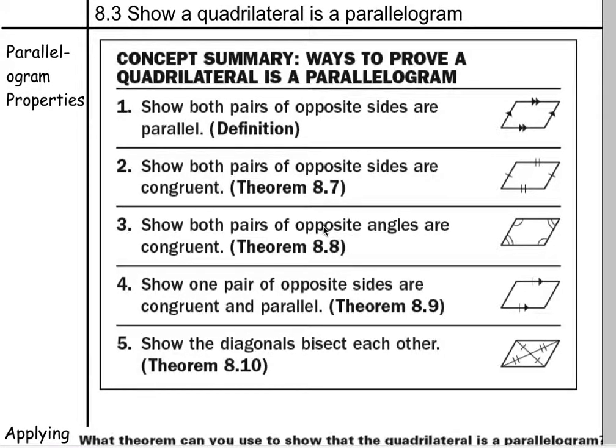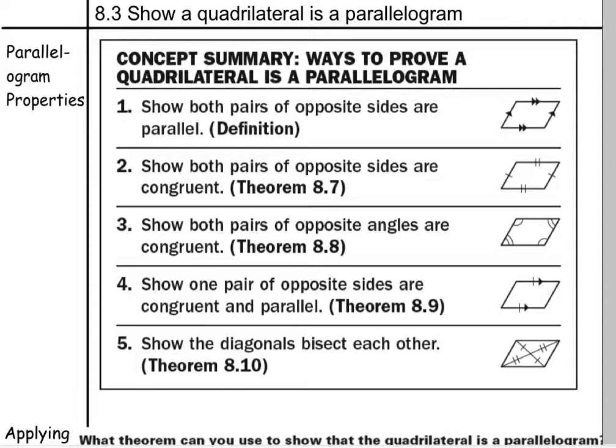In this section of Chapter 8, we are going to discuss ways of showing that you have a parallelogram. There are 5 ways to show that you have a parallelogram. The first way is the definition of parallelogram, which means that you have 2 sets of parallel sides. See how we have one set with 1 marking of parallel and the other set with 2 markings of parallel.